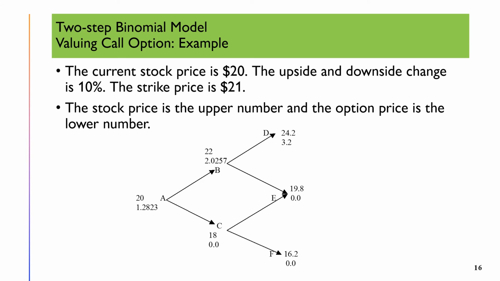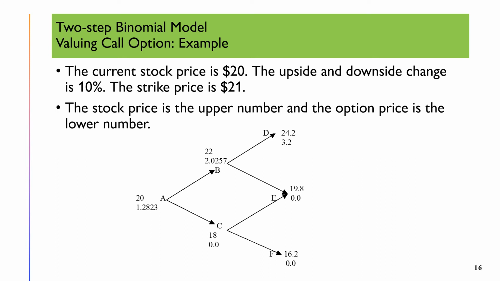In this example, the current stock price is $20. The upside and downside change is 10%. The strike price is $21. First, we construct the possible future stock prices based on upside and downside change of 10%. For example, $20 times 1.1 is equal to $22. $22 times 1.1 is equal to $24.2.